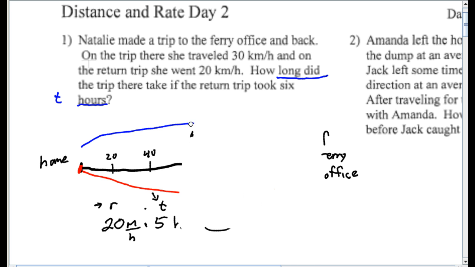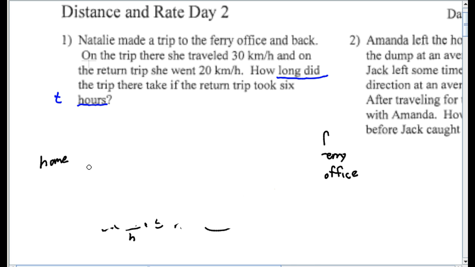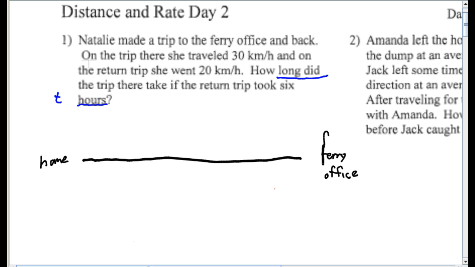Start over, and I'm going to map this out the same way I just did, just with this problem here. So again, the whole length here represents the distance, which is rate times time. To get there, taking a round trip, on the way there she traveled 30 kilometers.